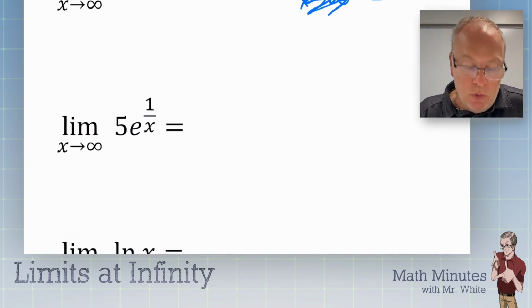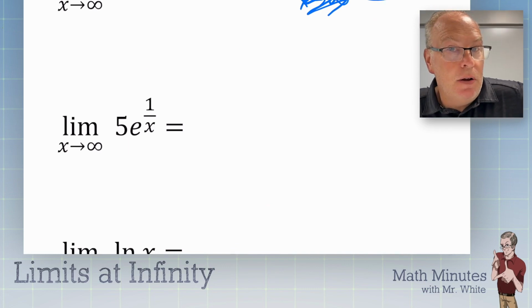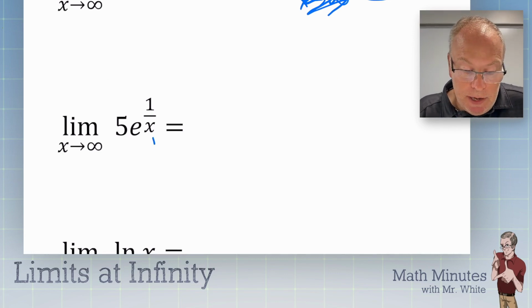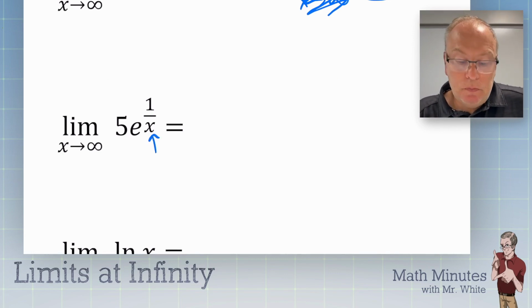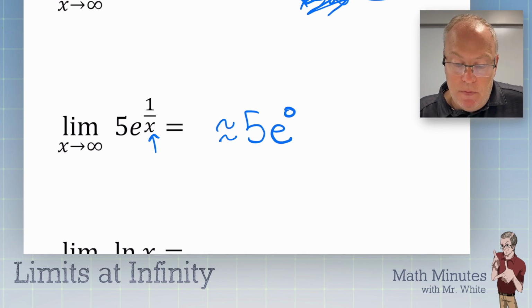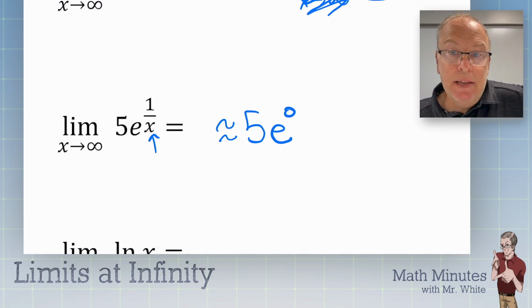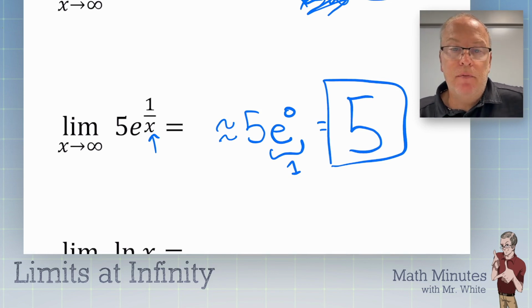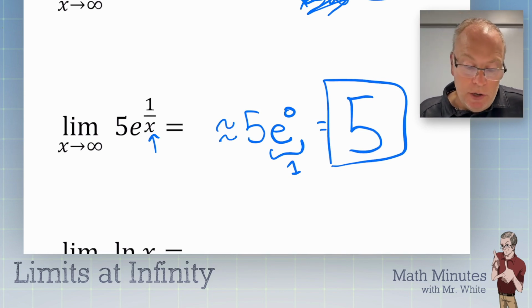What about this one? This one's tricky. Some of you might say 0, or you might say undefined or something. What happens when you plug infinity in here? This is basically equal to 5e to the 0 power. In fact, it is equal to that. What is e to the 0? 1. So the final answer is 5. Wasn't that a good question? All right, so that's e.